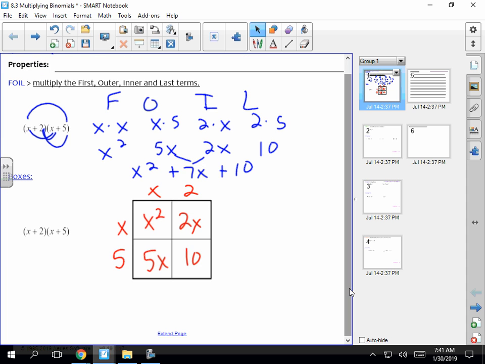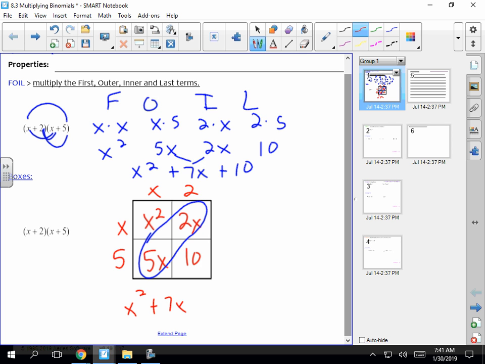Then you combine the like terms. What's neat about this is that the like terms will show up on these diagonals. And so you take the first term as the x squared, the like terms add up to equal 7x, and then the 10 at the end. So it's another way of multiplying, arranging your work for multiplication.